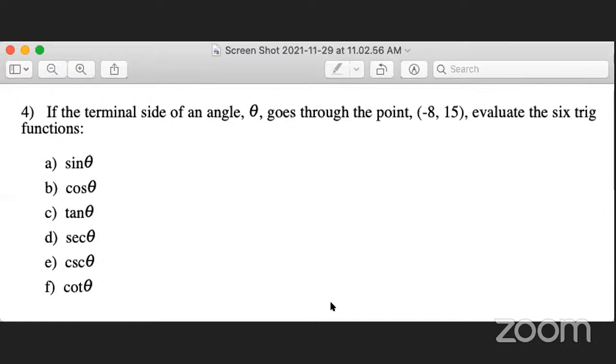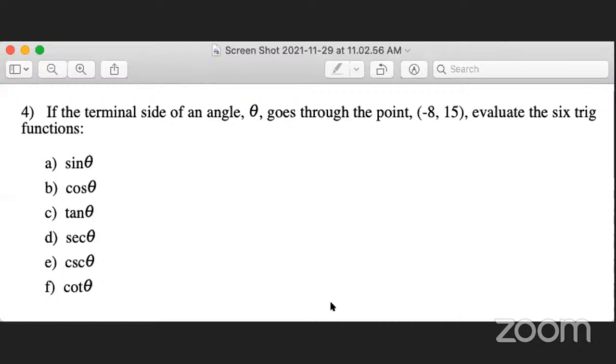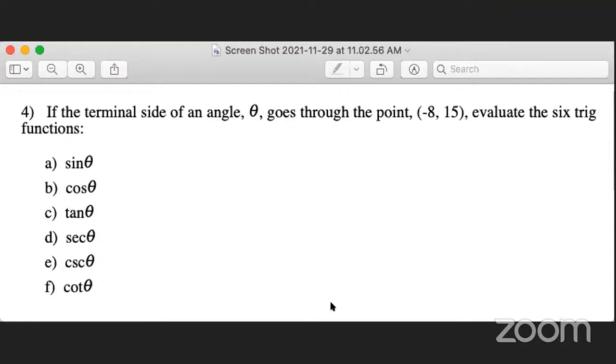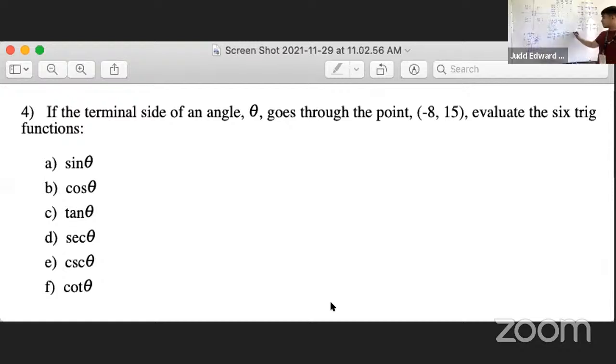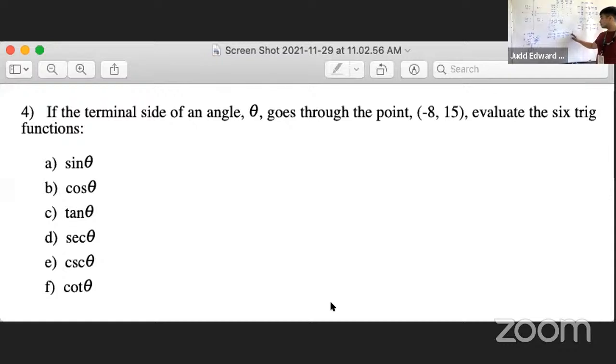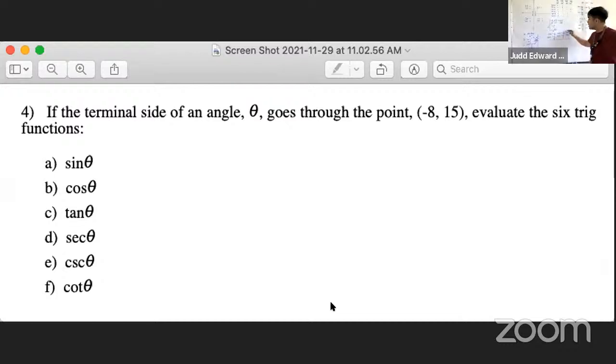17 over 15. How about for cosine theta? Cosine theta, that is negative. Therefore, cosine theta is negative 8 over 17. How about for secant theta? That is negative 17 over 8. Tangent theta, anyone? Tangent theta? That becomes negative 15 over 8, and cotangent is negative 8 over 15. Are we clear?